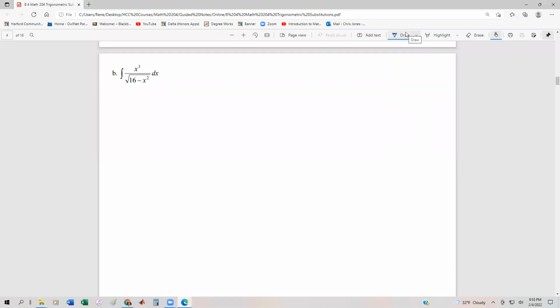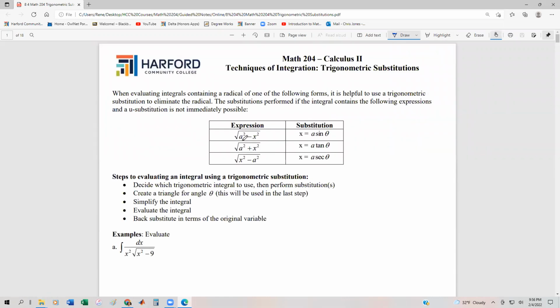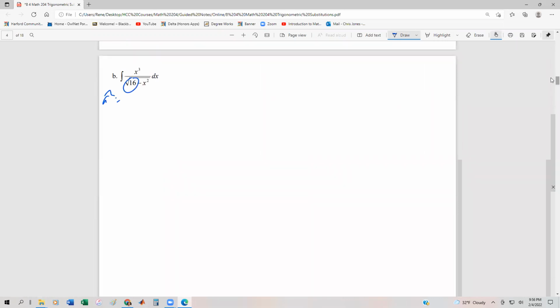Another trigonometric substitution example: we have the integral of x cubed over the square root of 16 minus x squared dx. We want to make sure, first of all, that we choose the correct substitution. We go back up to the top, and we notice that anything that has the form a squared minus x squared is going to have the substitution x equals a sine theta. In this case, a squared equals 16, which means that a is 4. And so the substitution that we should probably use is 4 sine of theta for x. So x is going to be equal to 4 sine theta.